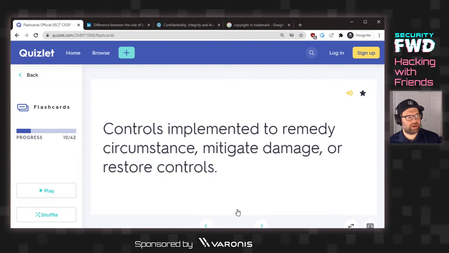Trying to think what a good example of that would be. If there was a data breach and you came in and then you set permissions, I guess that would be a corrective control. If you had a supply chain attack and there was a DLL that was put into your application that was messing with people and you took it out, that would be a restorative control. Corrective control. Oh, these names. All right.